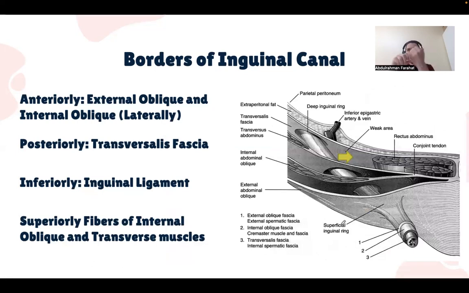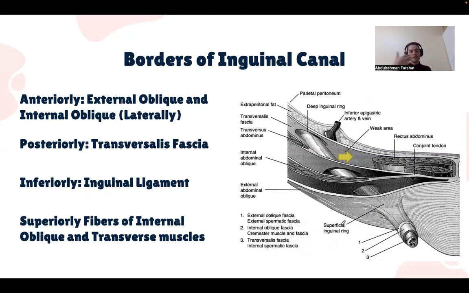Now, the borders of the inguinal canal, again, you could try to think about it and imagine it yourself. So you have a canal. What would be the most posterior structure? If it already starts at the transversalis fascia, you'd say that posteriorly you'd have the transversalis fascia. So the opening is at the transversalis fascia, but the canal itself is beyond the transversalis fascia. And so the most posterior structure would be the transversalis fascia itself.